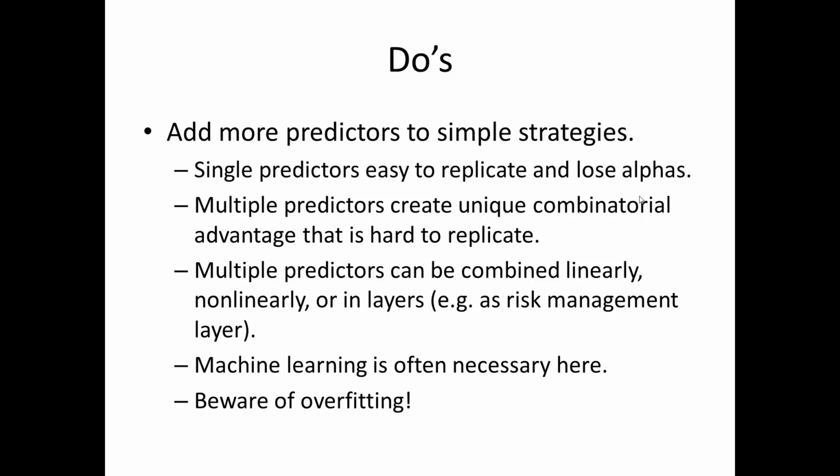much slower. And of course, when you have multiple predictors, and in particular if you want to combine them non-linearly, machine learning is often necessary, although you should definitely be aware of overfitting. So even though multiple predictors have this combinatorial advantage, there is always the danger of overfitting, and that's a topic for another day. And I'm sure that many good books are out there to address this.